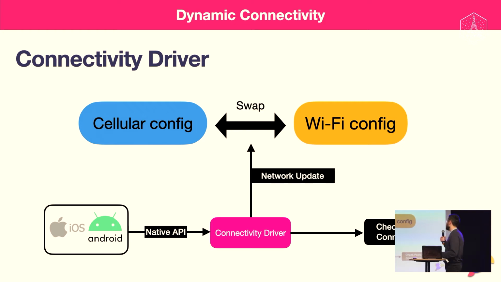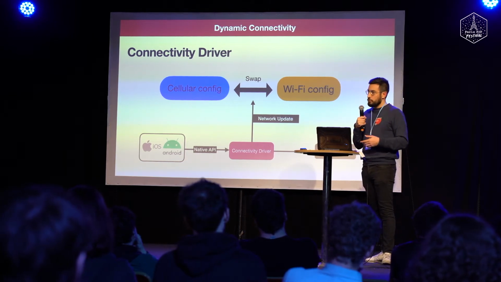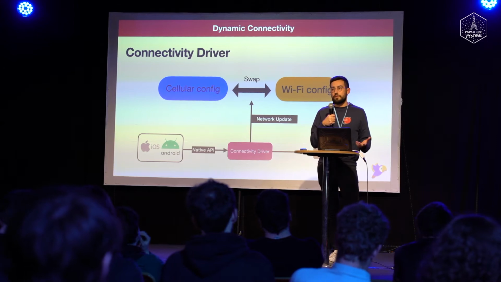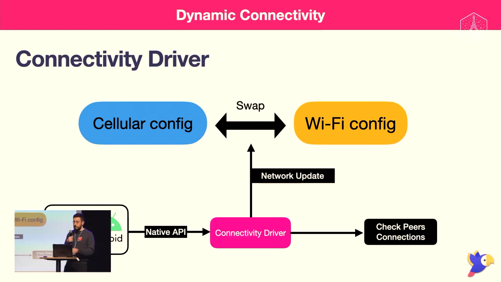There is another thing that is useful with a connectivity driver: when we switch from cellular to Wi-Fi, or even with no connection at all, remember, we can also check the connectivity of our peer. For example, to do that, the best way is simply to ping your peer, within a certain amount of time, and if they respond, they are alive. If they don't respond, they are not alive. The connection is already dead.